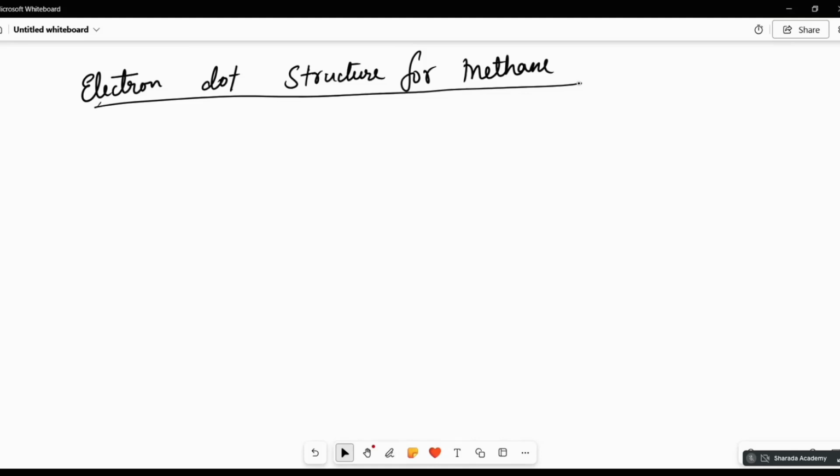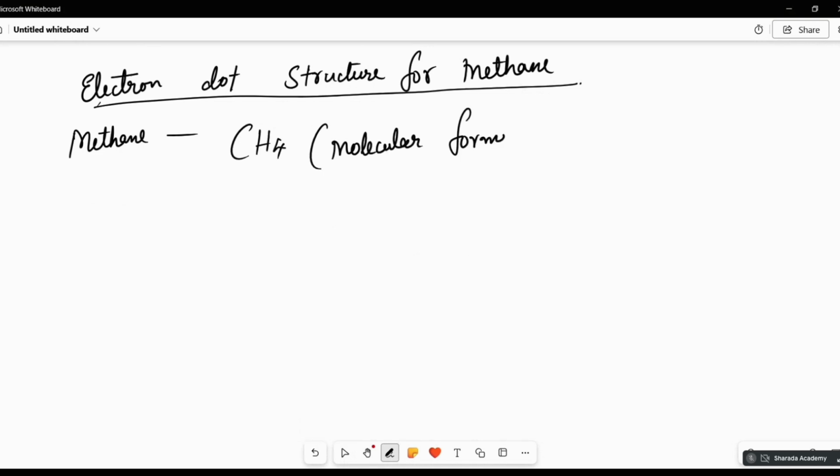So methane means CH4. First we will write the molecular formula. This we call the molecular formula. Next we'll write the structural formula. Structural formula means how the bonding is.